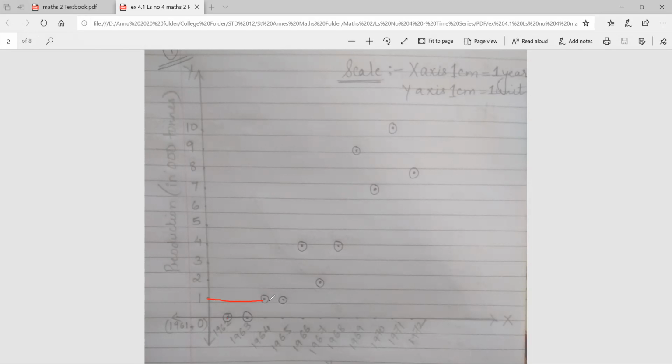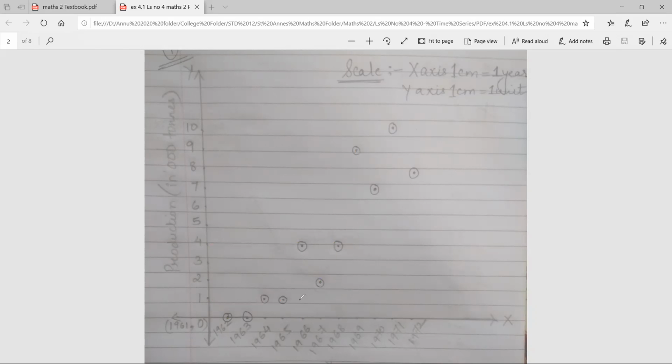1965 also the value is 1. So the same value has been plotted above 1965. For 1966, the value is 4. So I've plotted like this. So in this way, class, you can keep your scale on this particular point and then you can measure and plot the points accordingly. With the help of the scale, that will make it easier for you all to find out where exactly is the point.